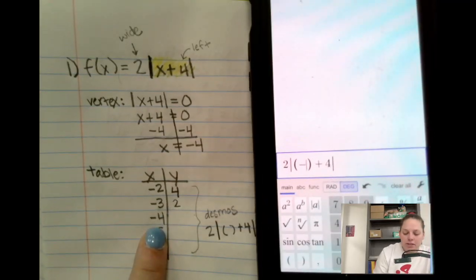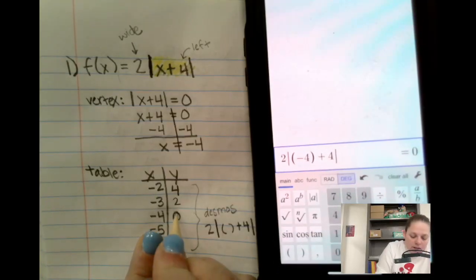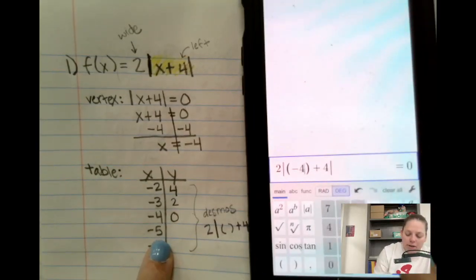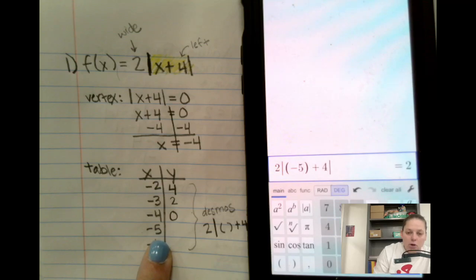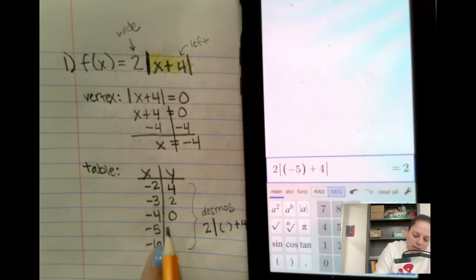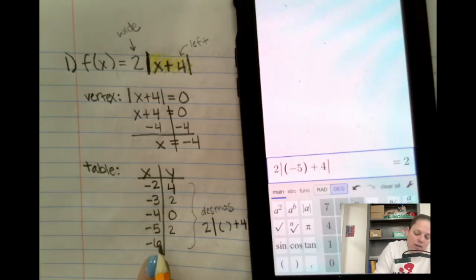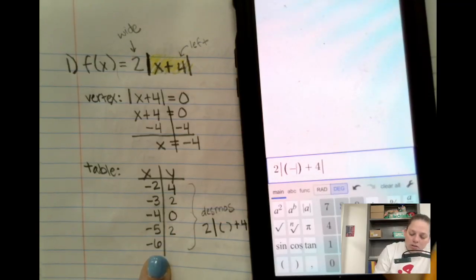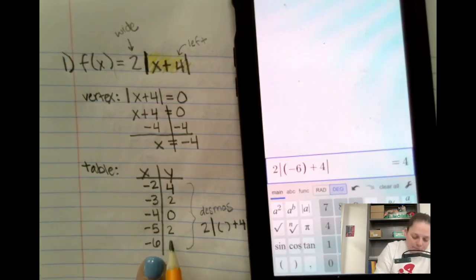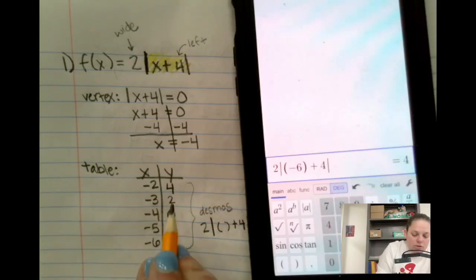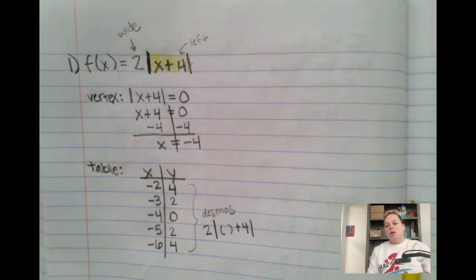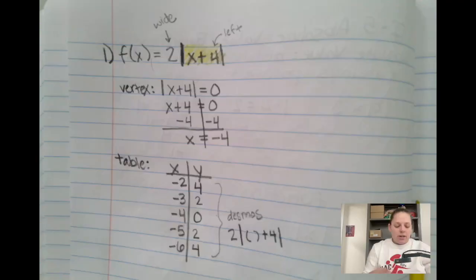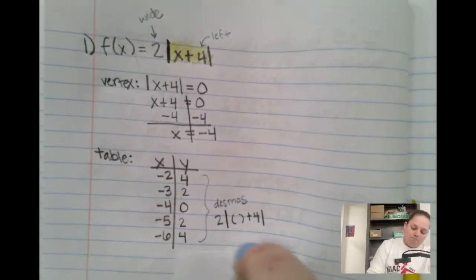Now this is our vertex, negative 4. We get 0. Now just like our parabola, when I put in negative 5, it should be going back up. So yep, it hits that 2 again. And negative 6 should be 4. So it should have that matching, just like it was in our parabolas. All right, go ahead and graph this one, whatever this one is.